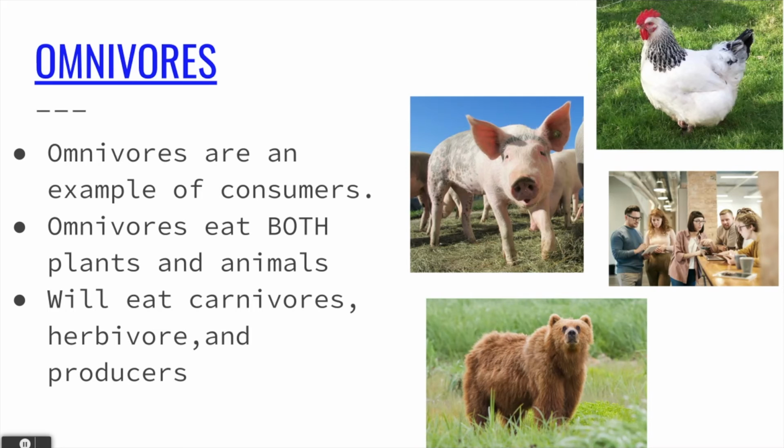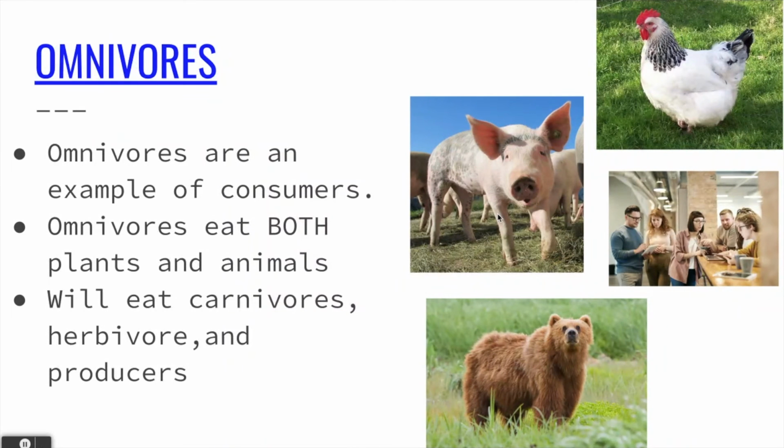Omnivores will eat other carnivores, they will eat herbivores, and they will even eat producers, like for example, vegetables. Chickens, for example, can eat grass, but will also eat small insects. Pigs, bears, and people are also examples of omnivores. We are all consumers, but the types of food that omnivores like to eat include both plants and animals.